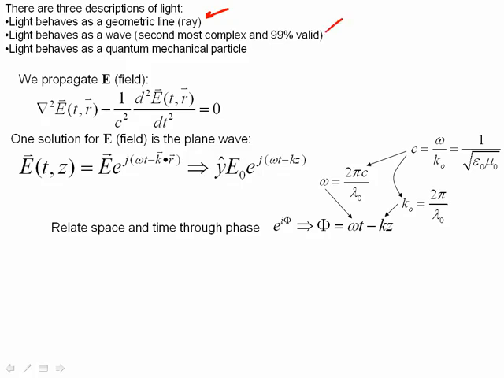A second way that we're going to use for the first part of this class is light behaving as a wave, an electromagnetic wave, and so you're going to be asked to recall, and we'll review today, the wave properties of electromagnetic waves. And this is fairly complex in some situations, but it's valid for most of the situations you're going to encounter.